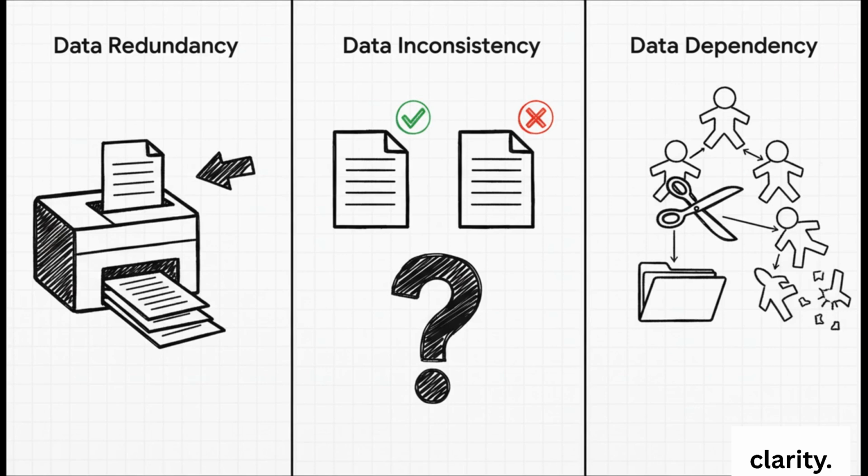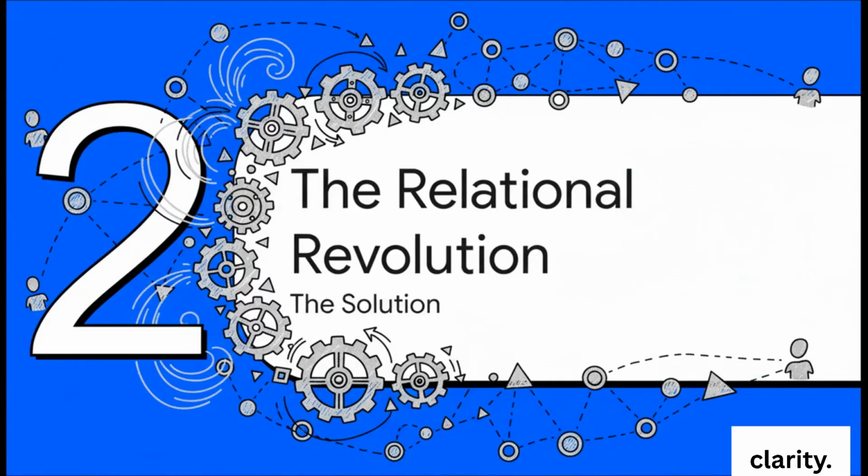First up, data redundancy. You've got the same piece of data stored in multiple places, just wasting space. Then you have data inconsistency. So what happens if you update a customer's address in one file, but you forget to update it in another? Which one's right? And finally, there's data dependency. This one's a killer. Changing the structure of just one file could completely break every single application that relies on it. So, how did we fix this absolute mess?